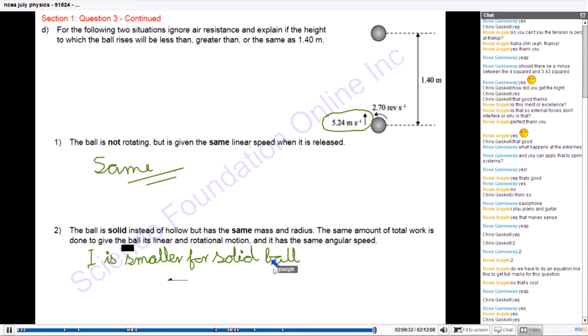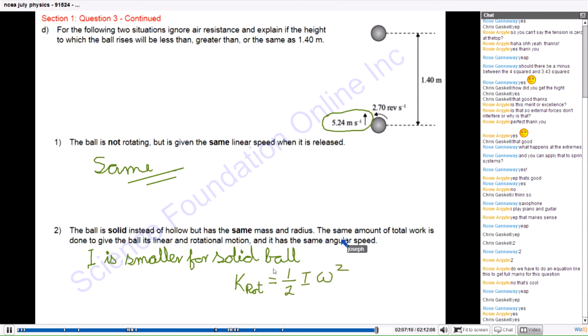Okay. If the ball is solid instead of hollow, but has the same mass and radius, the same amount of total work is done. So you do the same amount of total work to give the ball its linear and rotational motion. And it has the same angular speed. Now, if it has the same angular speed, tell me what will happen to its kinetic energy, the rotational kinetic energy. The rotational kinetic energy is half I, which is the moment of inertia, omega squared.